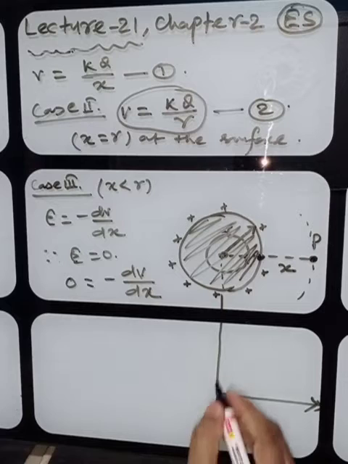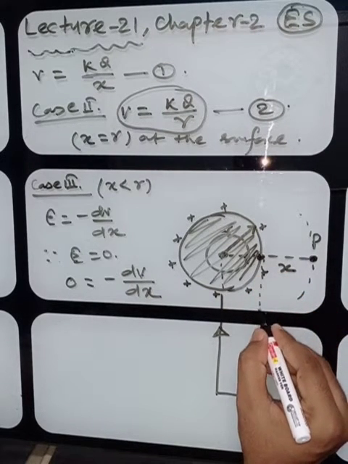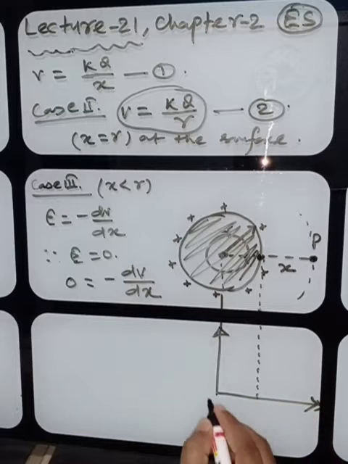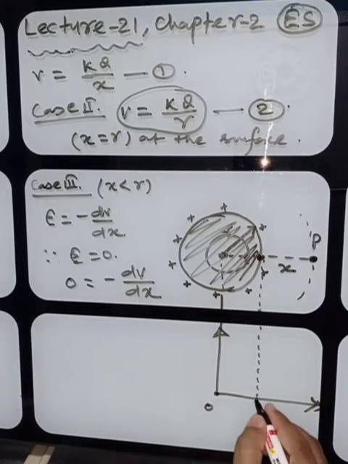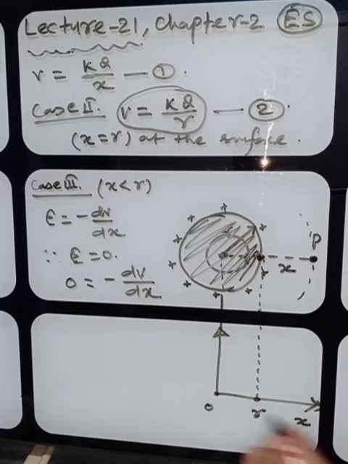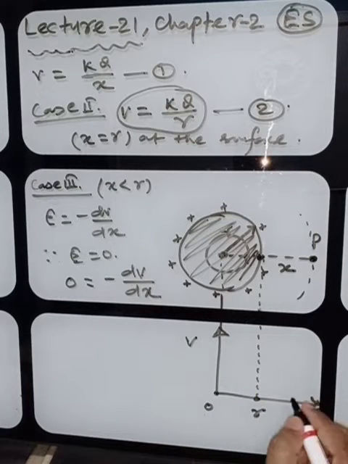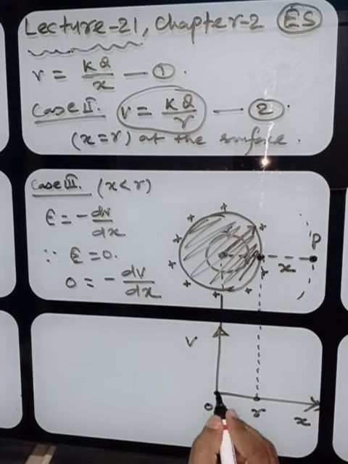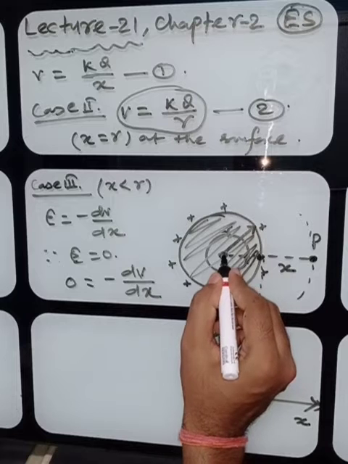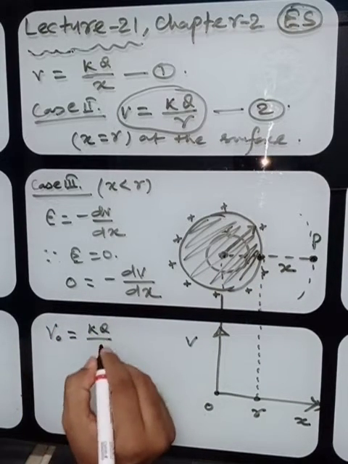Okay, I'm plotting the graph. This is the length. Here it is 0 and this is R. As you are moving, this is X in meter, and this is the potential in volt, that is Joule per Coulomb. Here, what will be the potential at 0? KQ by R. At 0, the potential is KQ by R.